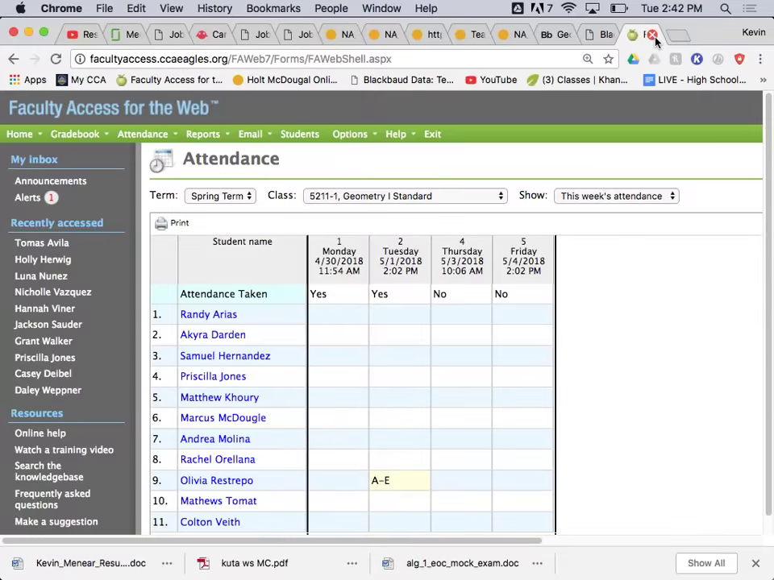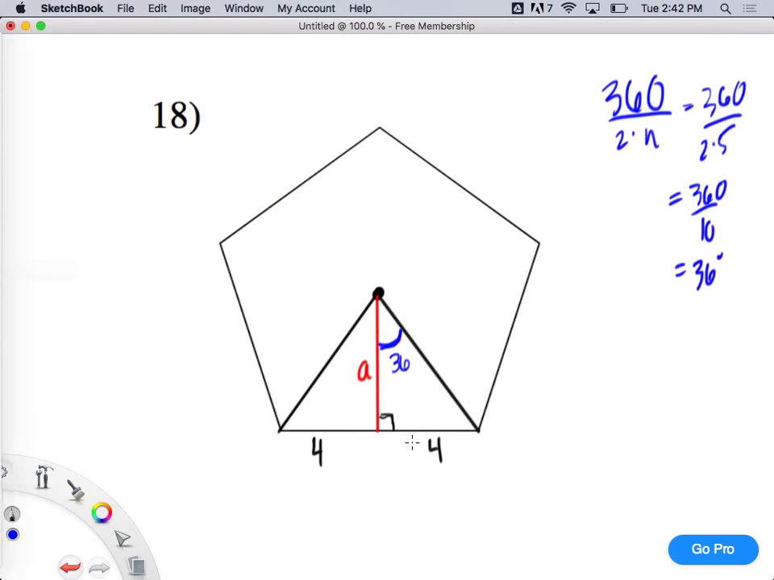Okay, 36 degrees. Does that make sense? So that's how I get that angle. Now, to get this side, I have to set up my trigonometry equation, right? The tangent of what angle? 36 degrees. It's the only angle I got. Tangent is equal to opposite over adjacent.